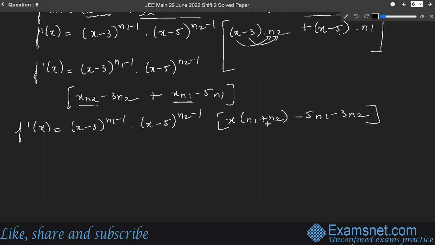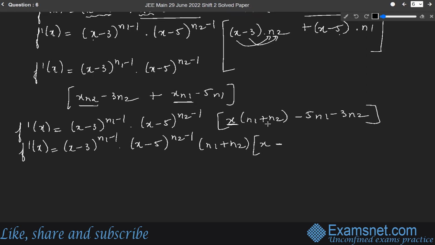Now again, if from this bracket we take n1 plus n2 common, let us see what we get. f dash x is equal to (x minus 3) power (n1 minus 1) into (x minus 5) power (n2 minus 1). Now we have to take n1 plus n2 common. If we take it common, then in the first term, the remaining term is x minus. In the second term, what will remain? (5n1 plus 3n2) divided by (n1 plus n2), right? We have taken the minus sign also common.